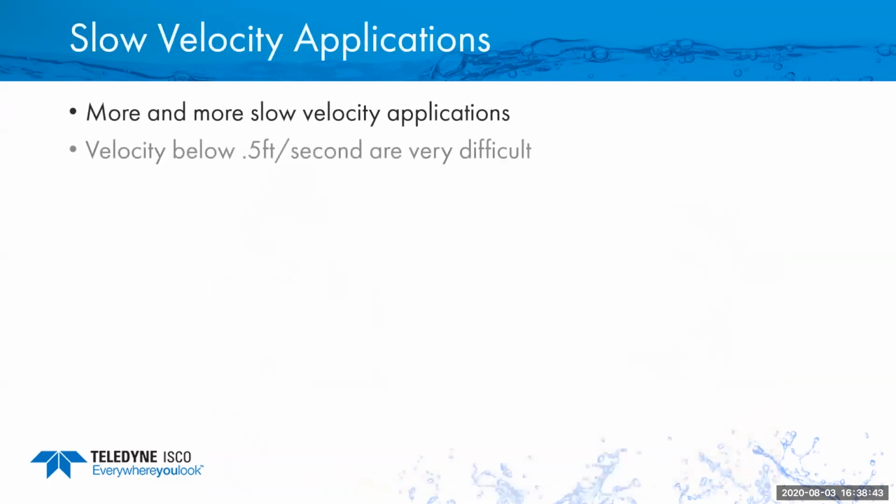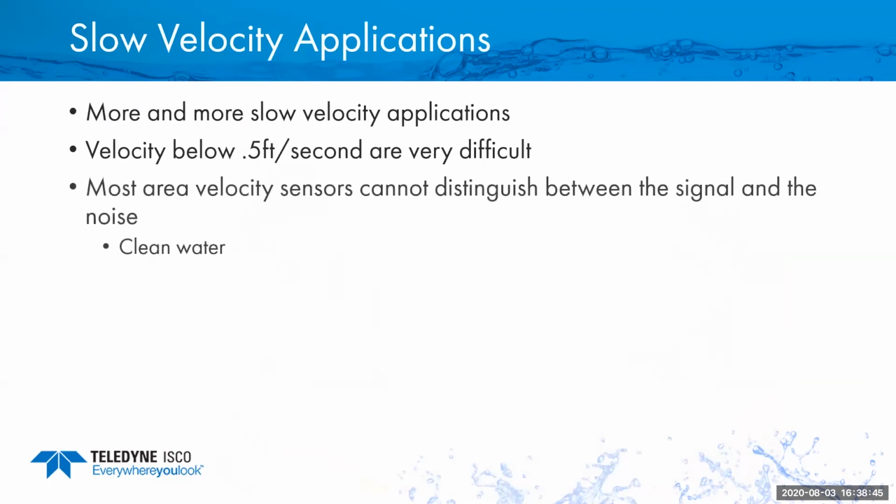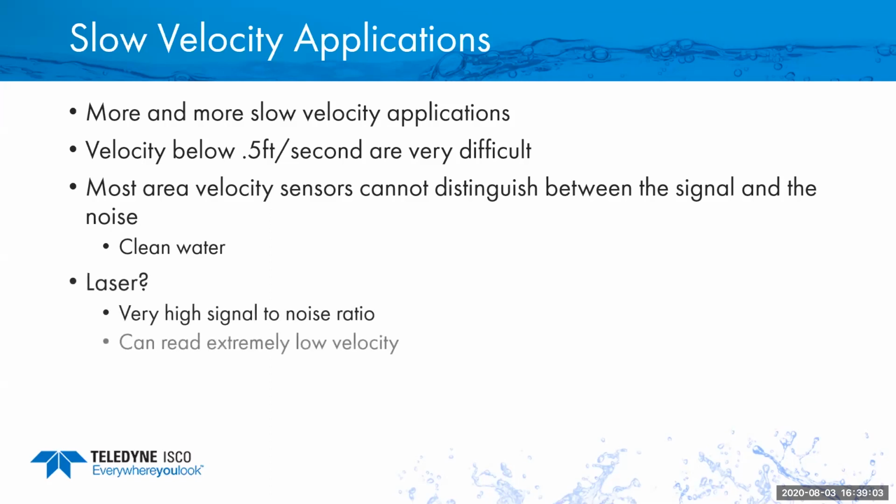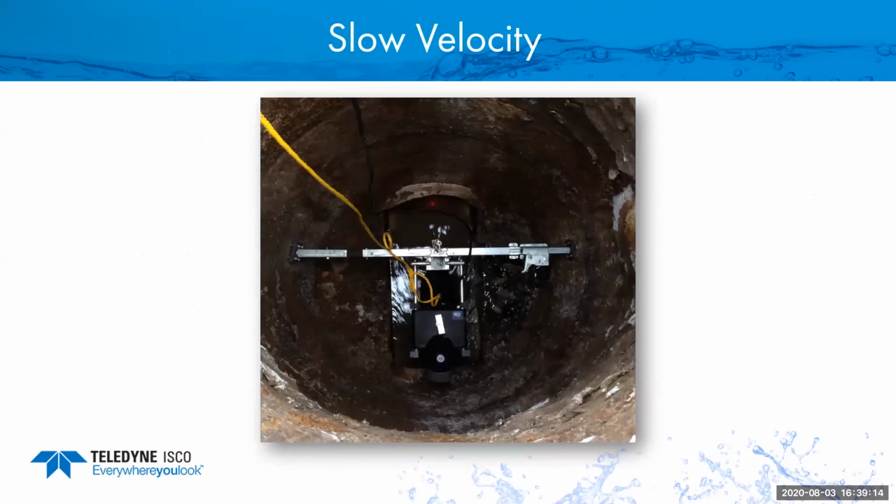Low velocity, a lot more of these applications out there, and typically, again, anything below a ½ foot per second. Why is this difficult? Most sensors cannot handle the difference between the signal and the noise. They're so close to the same, they can't pick it out. The laser is unique to that. Why? Because it's got a very high signal to noise ratio. It can read clean and it can read low. The specification is a ½ foot per second. So again, we can read way down there and again, very clean water.